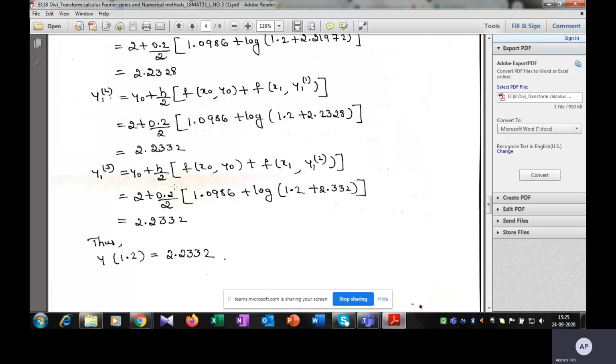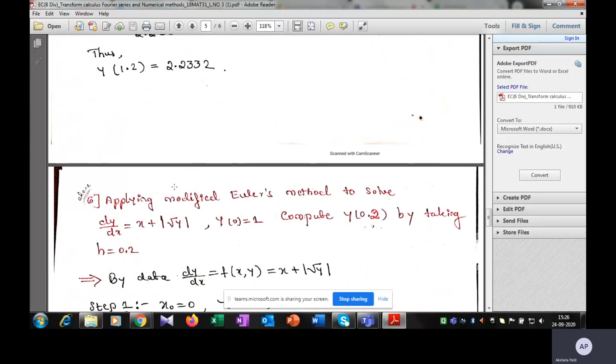The y1 of third iteration is 2.2332. Okay, now just check the second iteration value and the third iteration value. Yes, both values are identical up to 4 decimal places. Thus, y of 1.2 equals 2.2332 is the required solution of the given differential equation by using the modified Euler's method. I hope you understand this example.